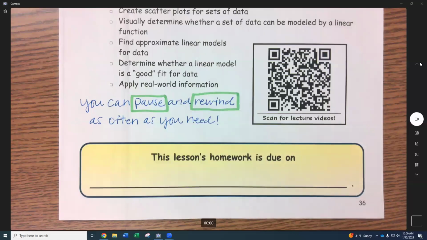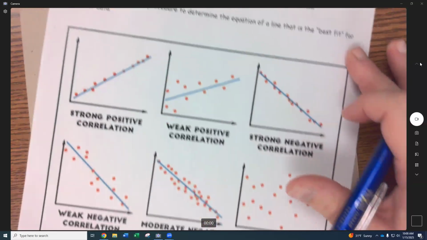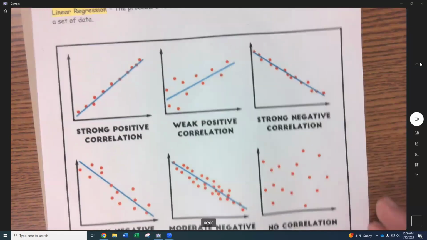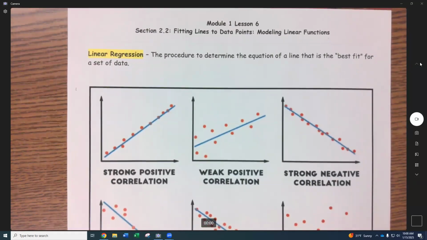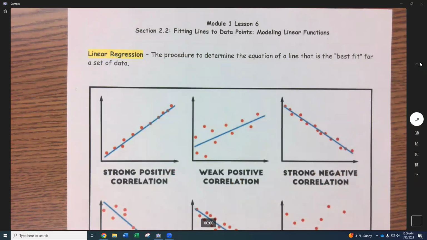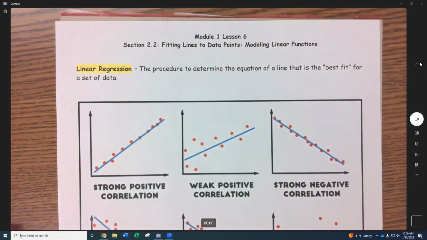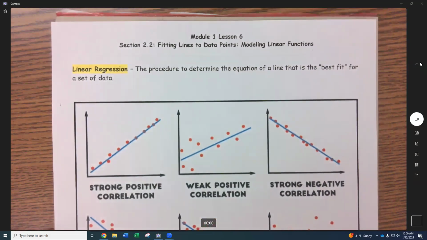I want to go ahead and actually just turn the page. And I want to do an introduction of what a linear regression is here. I have your definition of a linear regression, and that is the procedure to determine the equation of a line that is the, quote, best fit for the set of data.